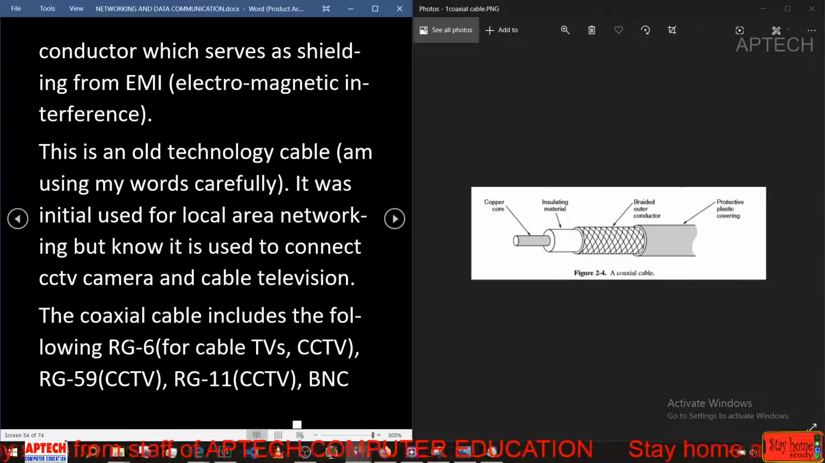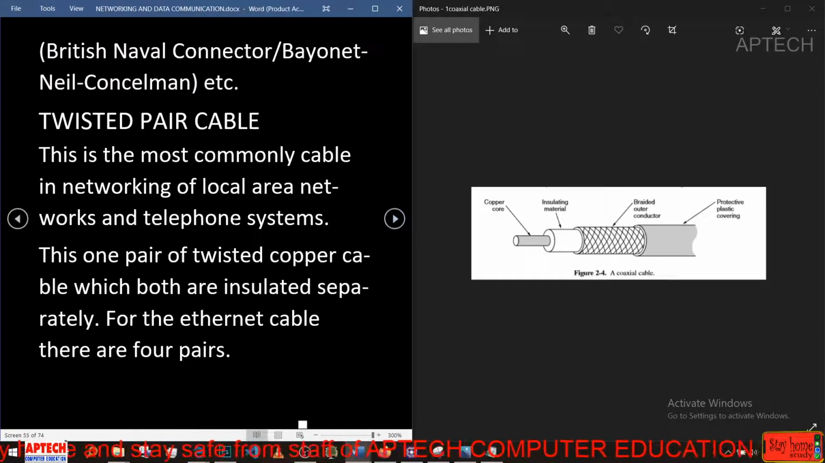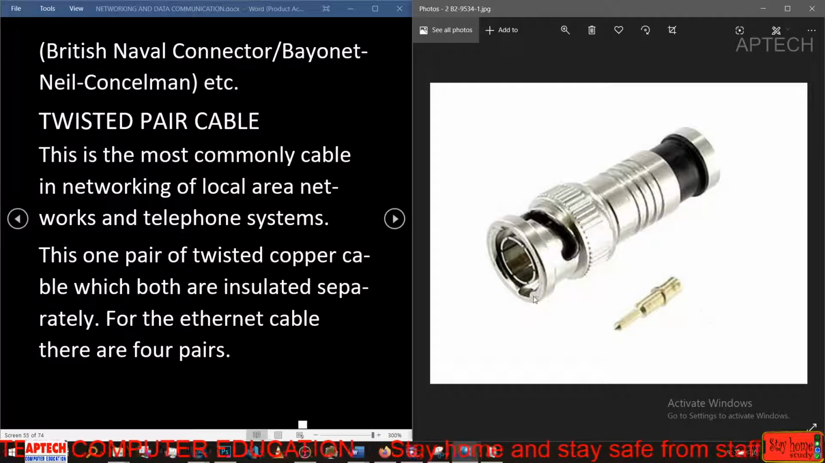They have different types. There is the RG6, RG59, RG11. You'll be asking what RG is. RG stands for registered government. The name is weird, but that's how it is. And there is what they call the British Naval connector. This is how it looks. This is a famous one, and that's why I needed to show you how it looks. It's also called the Bayonet Neill-Concelman connector. Most of the time, the Bayonet Neill-Concelman comes first, then the British Naval connector comes next.